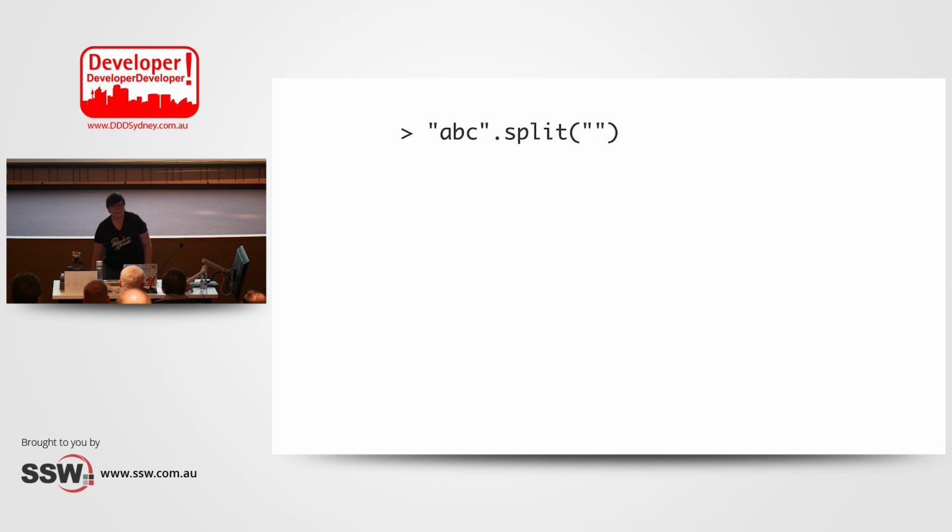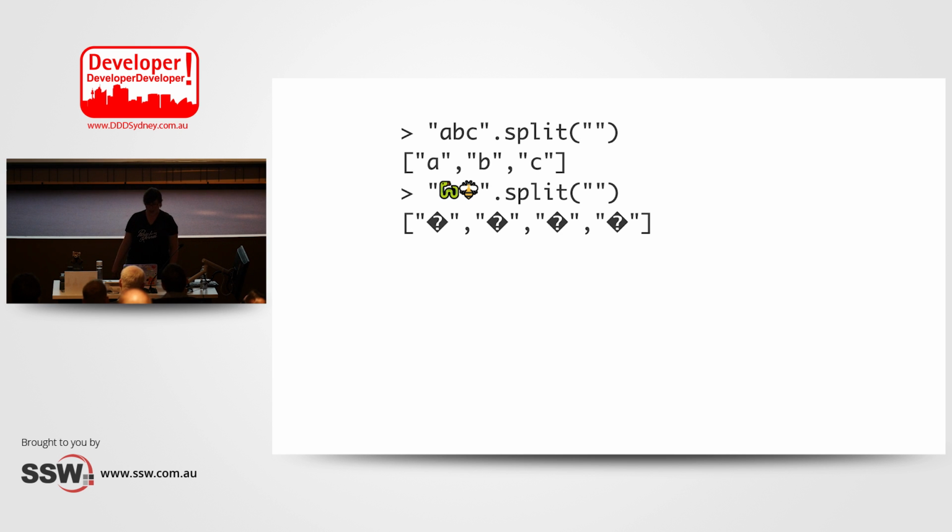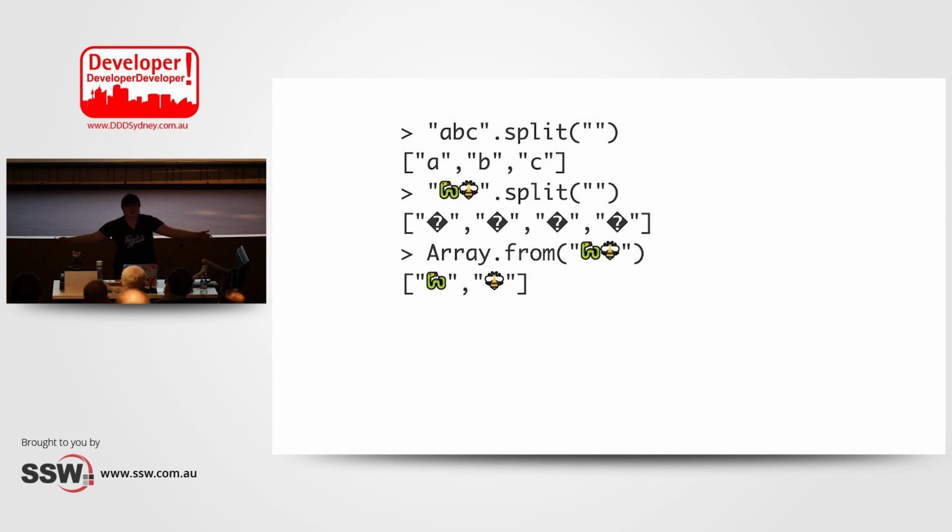Let's talk about Unicode. If we wanted to split the string ABC and split it by an empty string, we would get an array of A and B and C. If we wanted to split a string of a snake emoji and a bee emoji, what would we get? What is the length of the array we would get? Well, because JavaScript was originally created before Unicode existed. So if you actually want to do proper tokenization of strings into their separate characters, you need to use array.from, and then you get out your emoji properly.